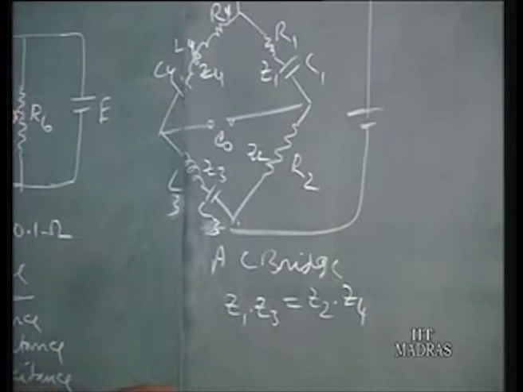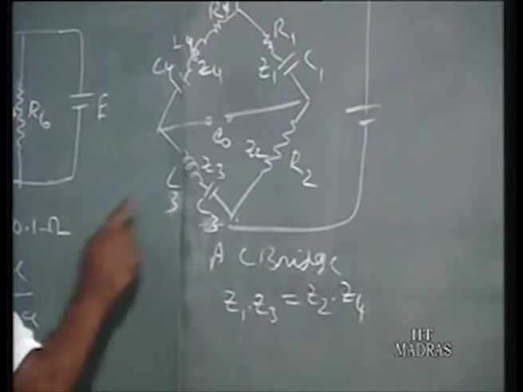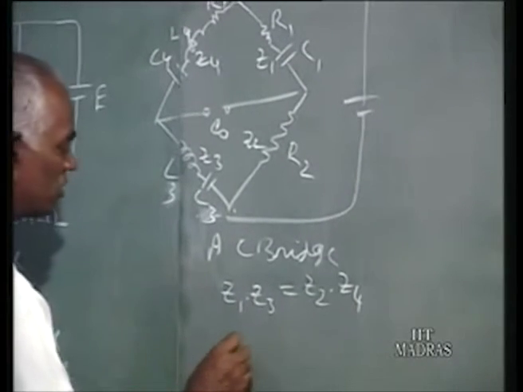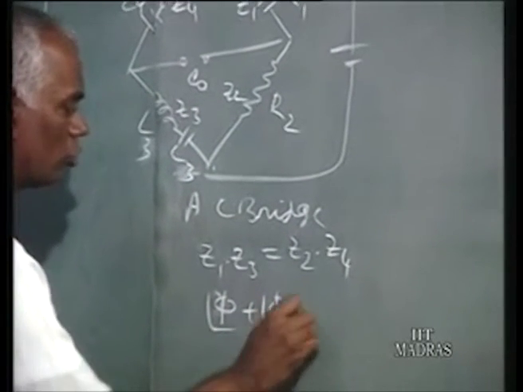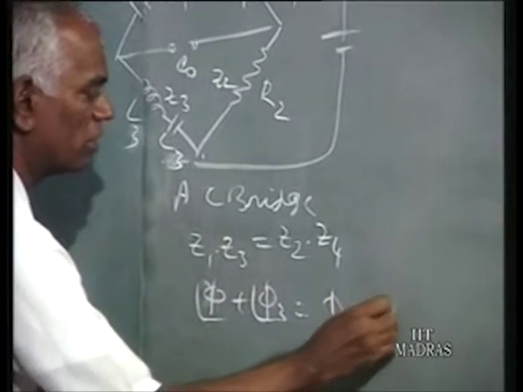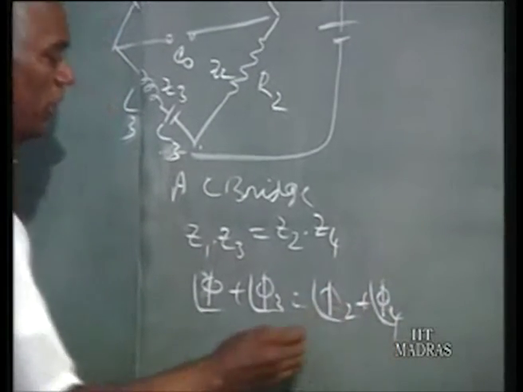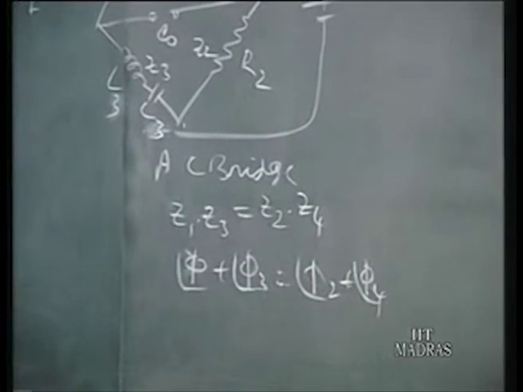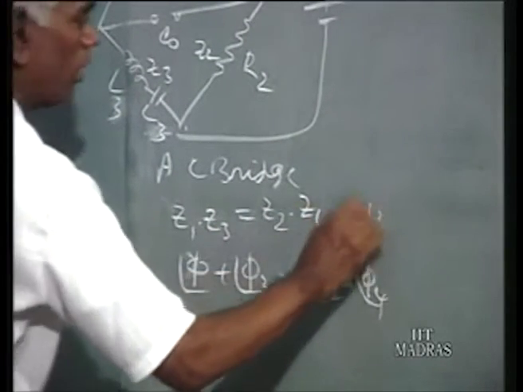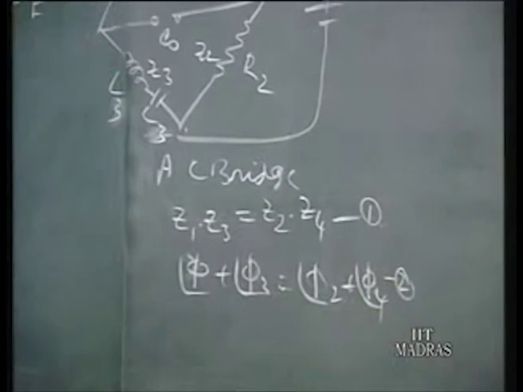Both are equal. And now we have one more condition for the AC bridge, that is, the phase difference: phi 1 plus phi 3 should be equal to phi 2 plus phi 4. So previously for the DC bridge only one condition had to be satisfied for balancing. For AC we have two conditions, condition 1 and also condition 2. The phase difference also should be matched.